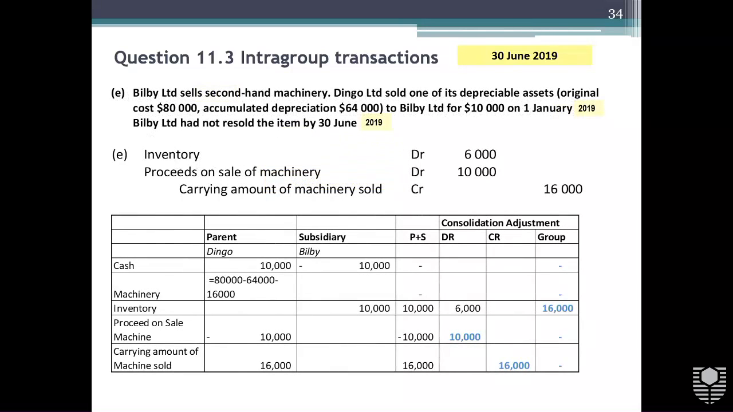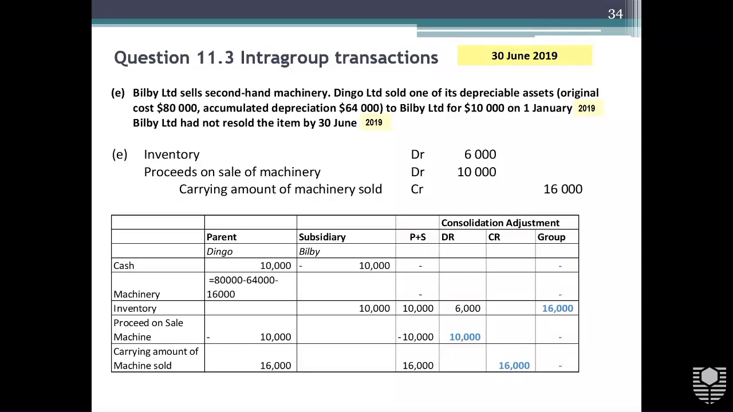Now the next one, E: Bilby sells second-hand machinery. Dingo sold one of its depreciable assets, original cost of $80,000 with depreciation of $64,000, to Bilby for $10,000. So 80 minus the 64 is 16, so there's a $6,000 variation. On the 1st of January, Bilby had not resold the item. This one can get a little bit tricky if one treats it as a machine and the other treats it as inventory. We need to make sure that we use the correct accounts. Depending on how they treat it, we know it's overstated by 6,000.